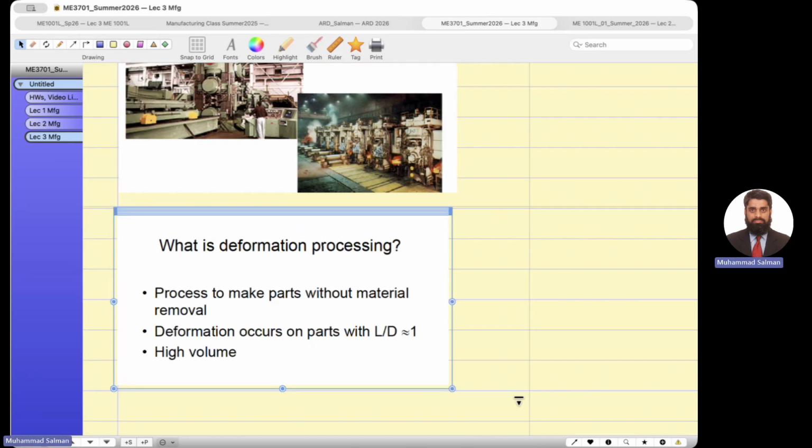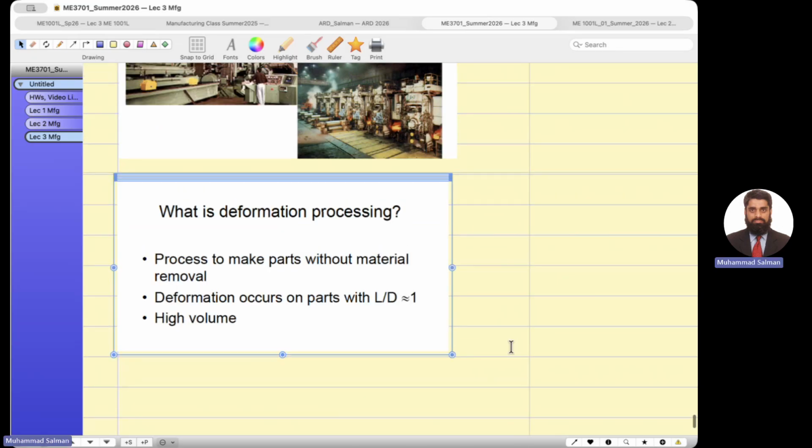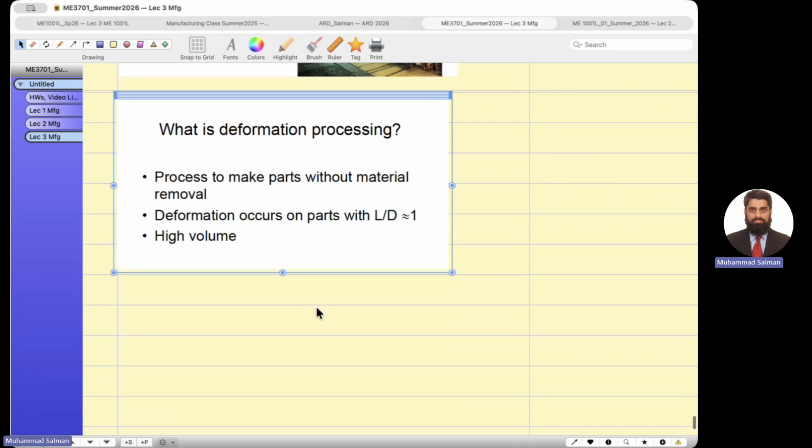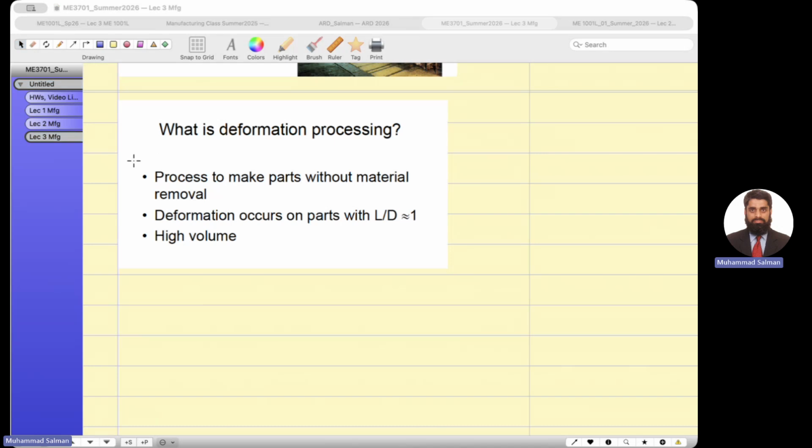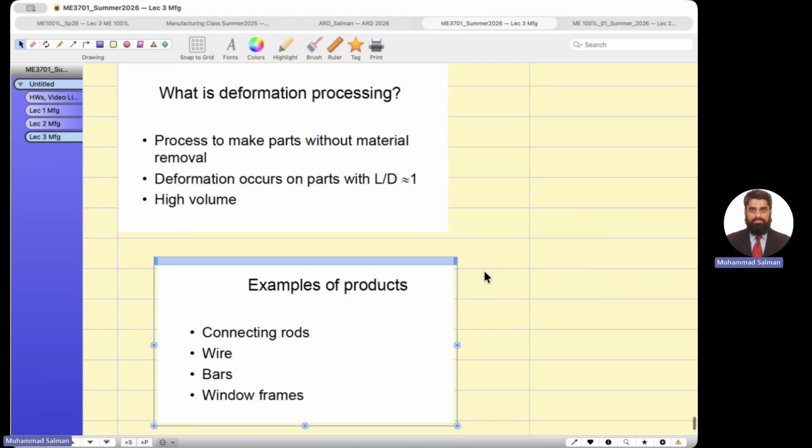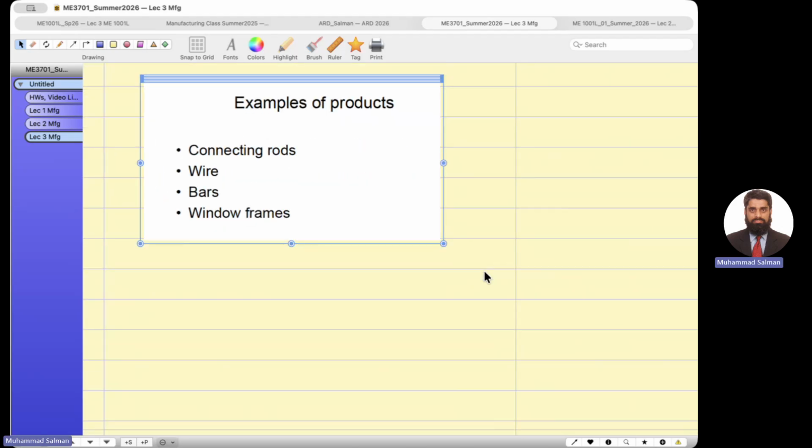The process to make parts with material removal. Without material removal is the deformation process. Deformation occurs on parts with length to diameter ratio approximately the same, the high volume. Examples of products: you can deform connecting rods, and deformation processes include wire drawing, bars, and window frames, which are extruded.